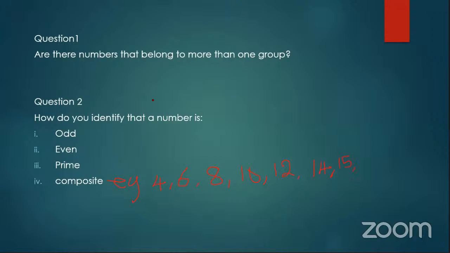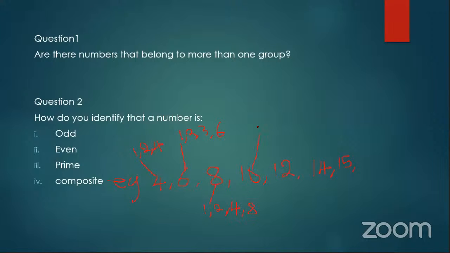Now 4 has how many? It has 1, 2, and 4. So what are the factors of 6? 1, 2, 3, and itself, 6. Okay. Then 8: 1, 2, 4, and itself, 8.